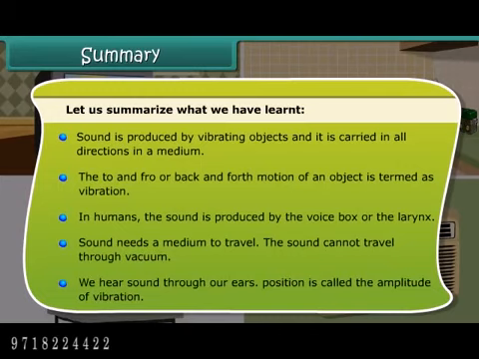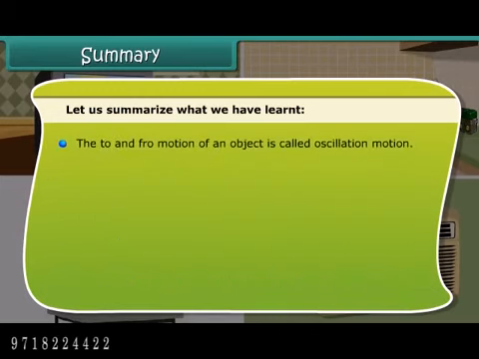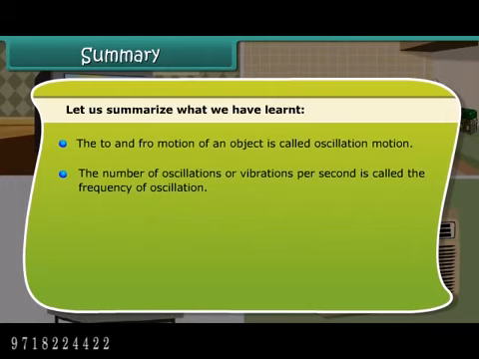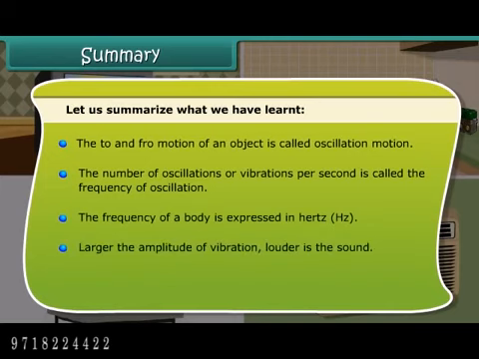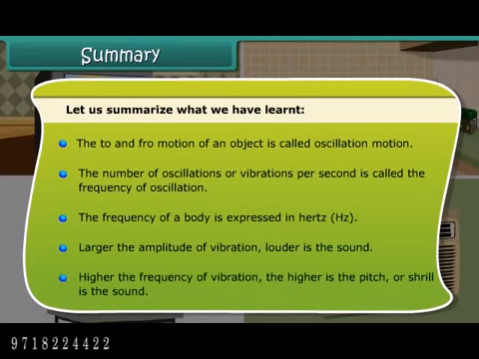Position is called the amplitude of vibration. The to and fro motion of an object is called oscillation motion. The number of oscillations or vibrations per second is called the frequency of oscillation. The frequency of a body is expressed in hertz. Larger the amplitude of vibration, louder is the sound. Higher the frequency of vibration, the higher is the pitch or shrill is the sound.